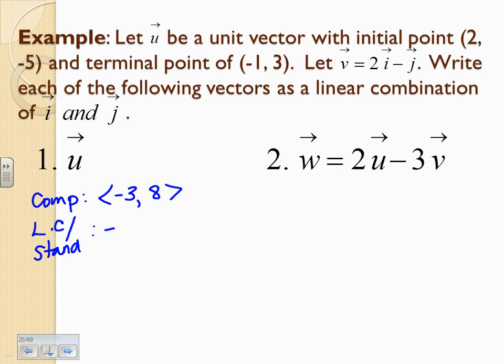So, negative 3, and which one comes first, i or j? i. i is first in the alphabet, just like x comes before y, i comes before j. So I'm going to have vector i. So is it going to be a positive or a minus? Positive, with what? Vector j. There's your standard form or your linear combination. You guys try to do the same thing on number 2.